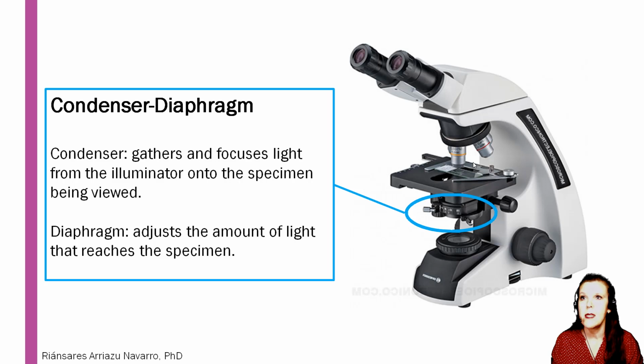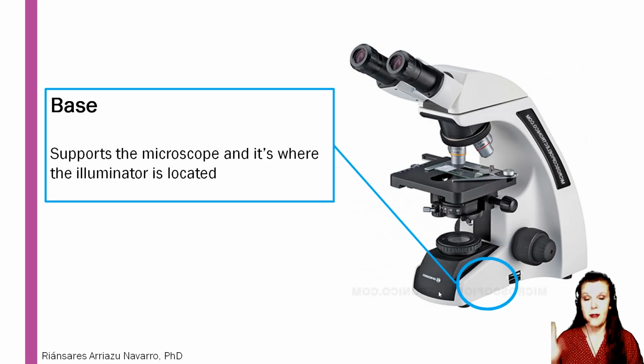and when we work with other ones we need less light. Finally, here we have the base. The base supports the microscope and is where the illuminator is located. Okay, it supports all our structure.